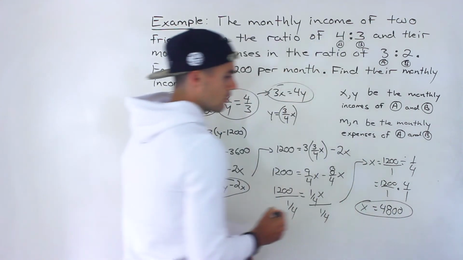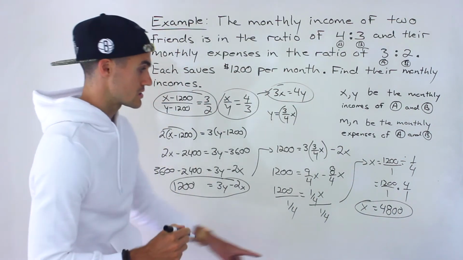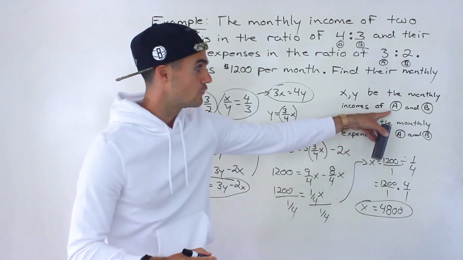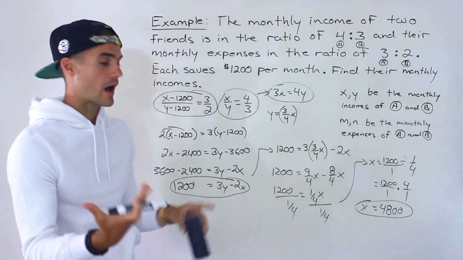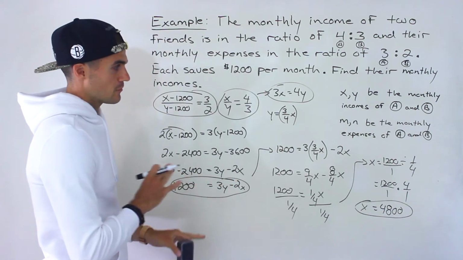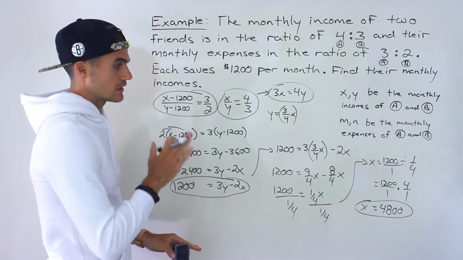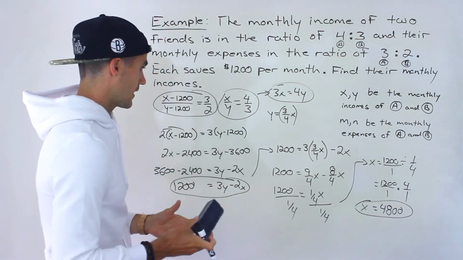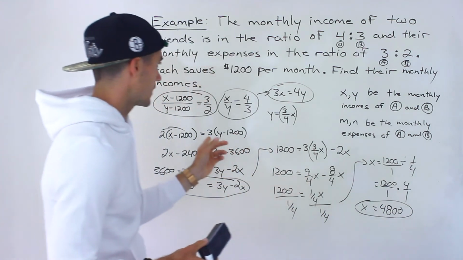And so that is one of the answers. That right there, that x represents the monthly income of friend A, of the friend with the higher income. And then from there, to get the lower income, the other friend's income, we can basically take this, plug it in anywhere.